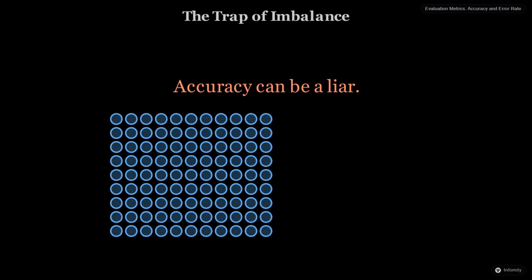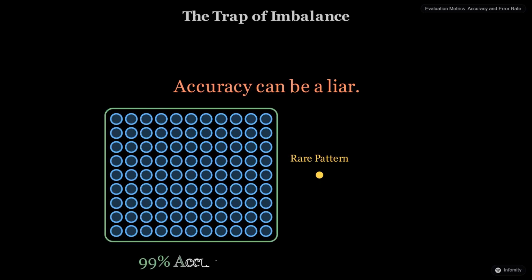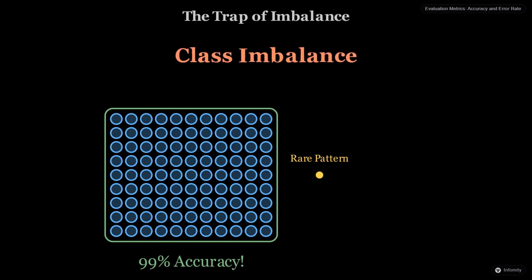But here is what most tutorials never tell you: accuracy can be a liar. Imagine a rigged archery contest where 99 targets are huge and easy to hit, and only one target is tiny and difficult. If an archer simply ignores the tiny target and hits all the easy ones, they would have a 99% accuracy. Does that make them a master? Not necessarily. This is known as class imbalance.